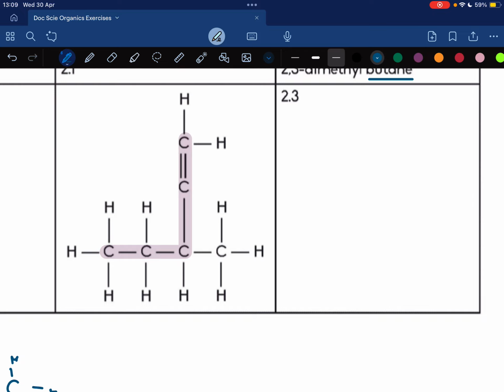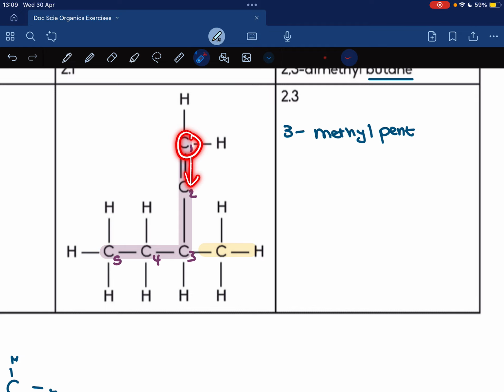So we're going to number closest to the functional group, which is from here. So we have 1, 2, 3, 4, 5. We can see that on the third one, we're going to have a methyl group. So we'll start by naming the methyl. So we'll say 3-methyl. Then there's 5, so it'll be pent. And then don't forget, now you have to actually tell me where the double bond is. So it's on the first carbon. So it's pent-1-ene. Okay.